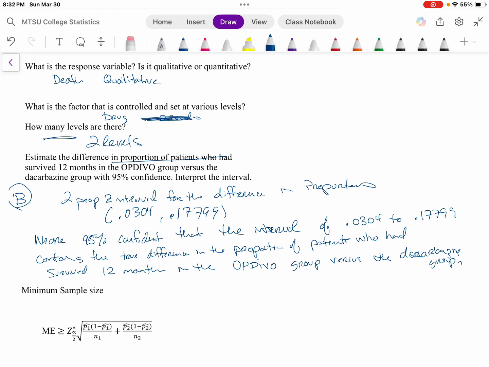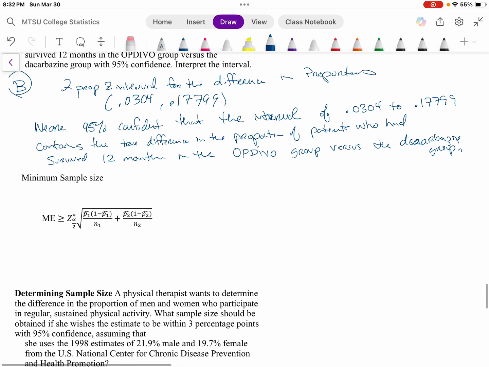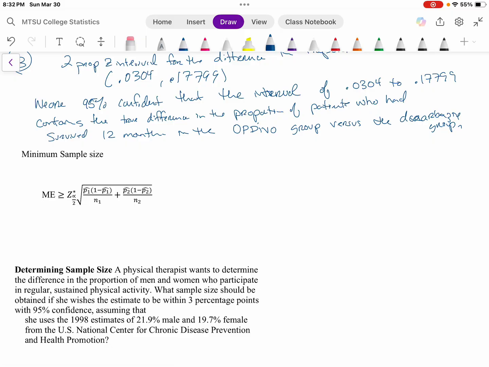Okay. Minimum sample size. We did this earlier. We typically only have to do minimum sample size when we're dealing with confidence intervals.